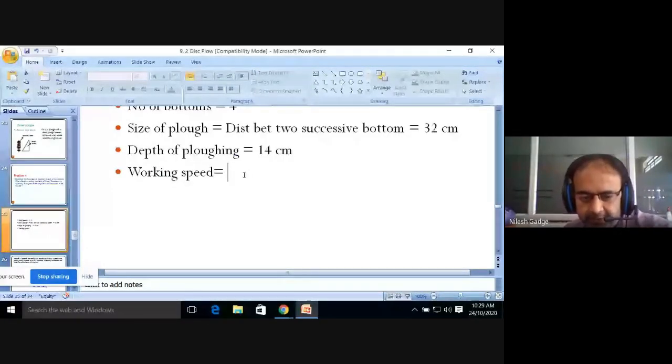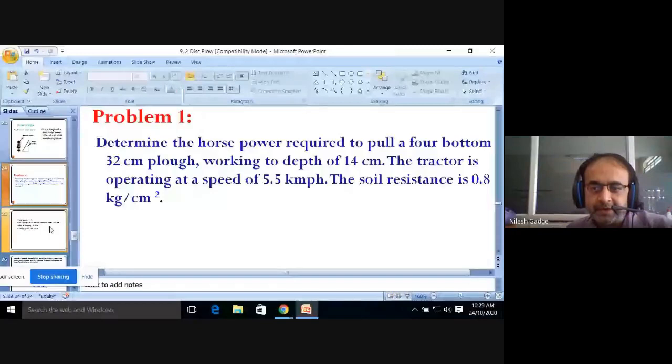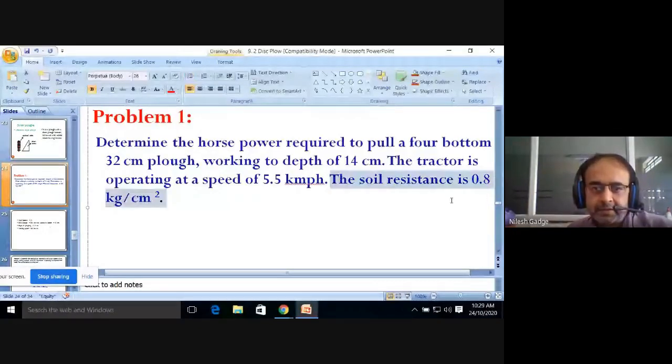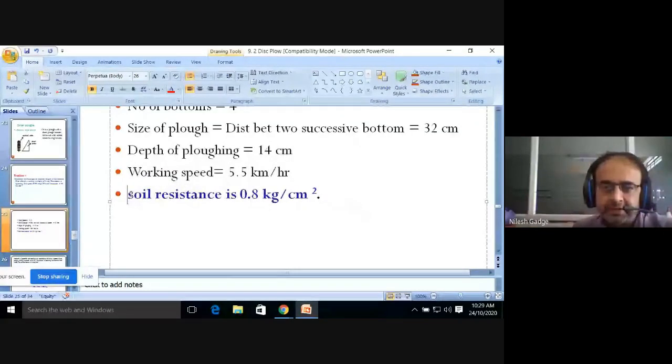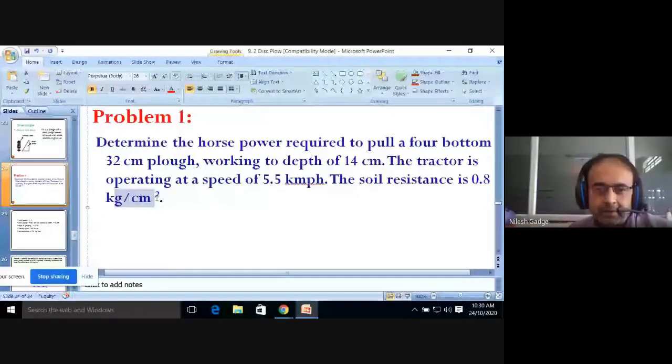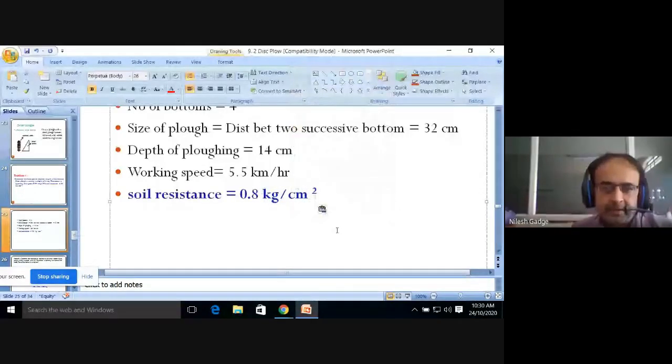5.5 kilometer per hour. Okay, then the soil resistance is, I will take from here the soil resistance. The soil resistance is given. You can write that the soil resistance is equal to 0.8 kg per centimeter square. It is kg per centimeter square. Okay, this is the soil resistance.